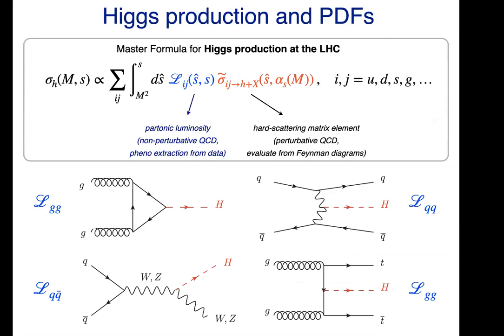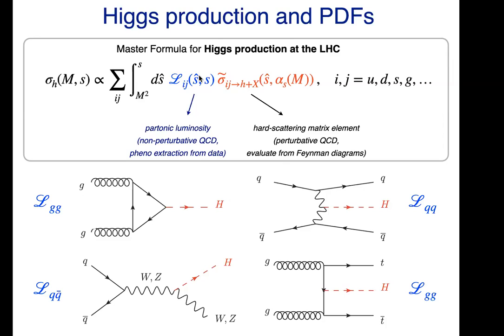Now, let me tell you a bit about the interplay between the PDFs and Higgs physics. I'm sure you've seen in this conference this formula. This is the master formula for Higgs production at the LHC. When you have to compute the cross-section for Higgs production in the SM or in BSM scenarios, you always have to combine two ingredients, as we said before. In red, you have the hard scattering matrix element, which you evaluate in perturbative QCD. And in blue is the partonic luminosity, which depends on the PDFs, and you have to extract from the data.